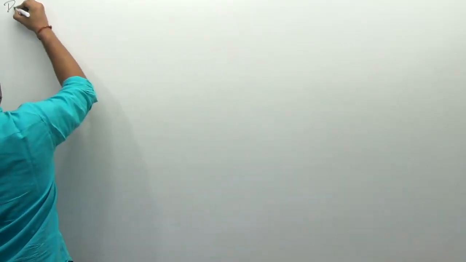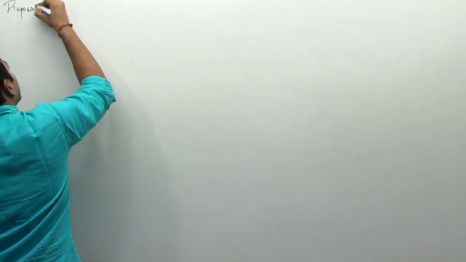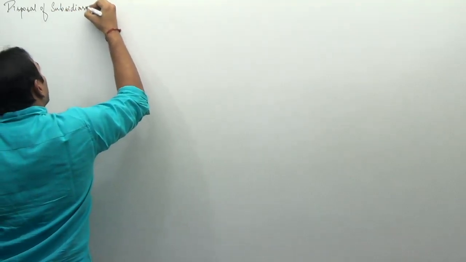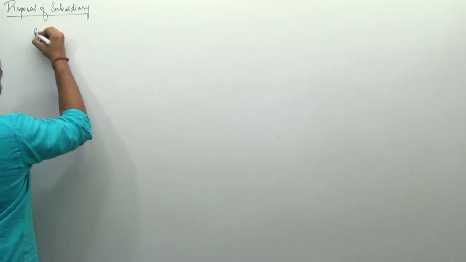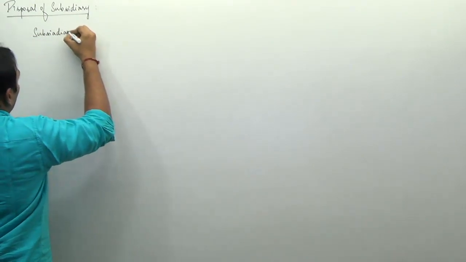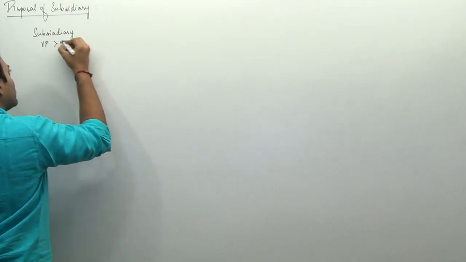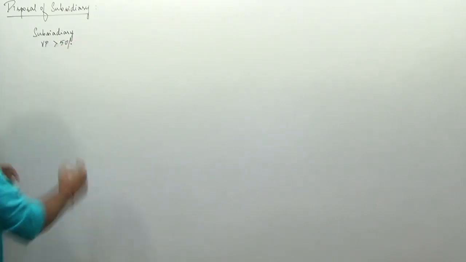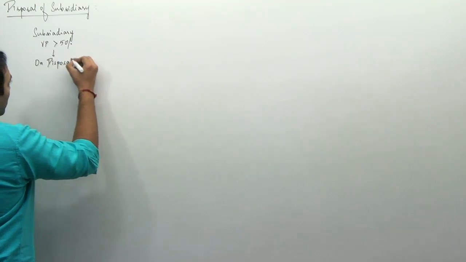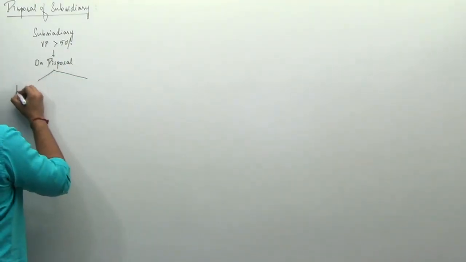So yes guys, let's start with the next topic, that is disposal of subsidiaries under consolidation. First of all, let's understand, whenever I say it's a subsidiary of an enterprise, that means my voting power in this company is more than 50%. On disposal of subsidiary, I can have a partial disposal or a full disposal.